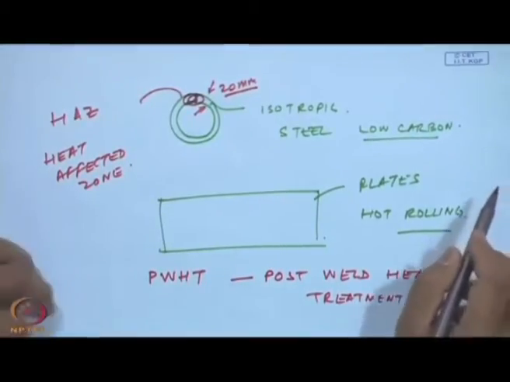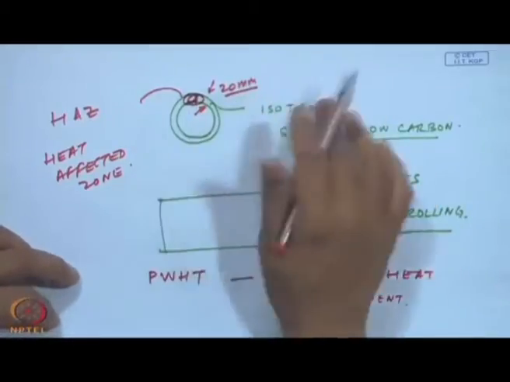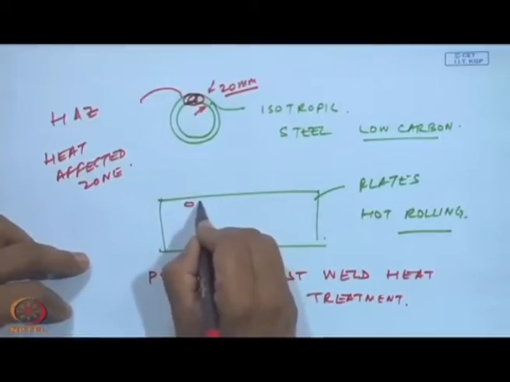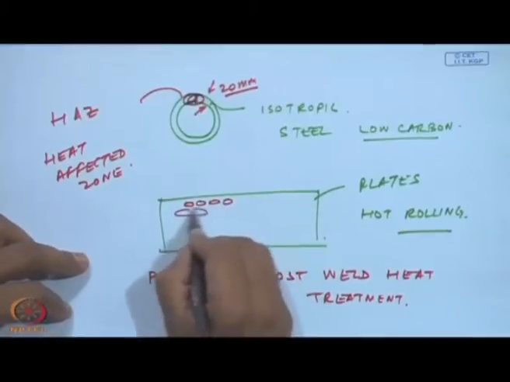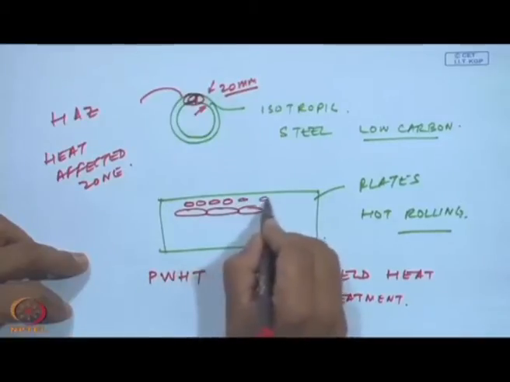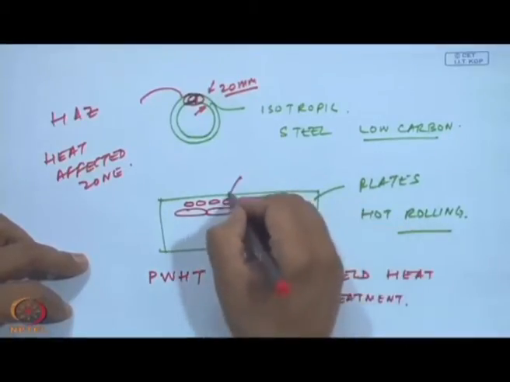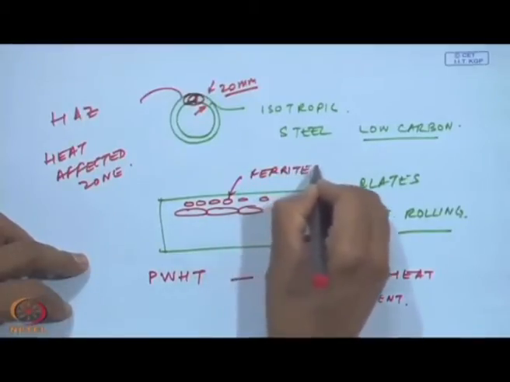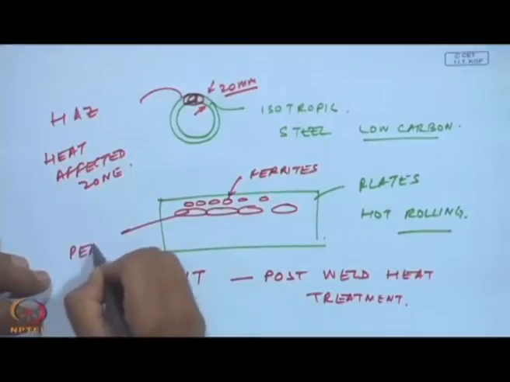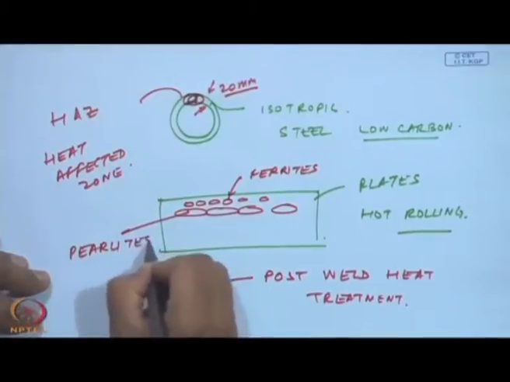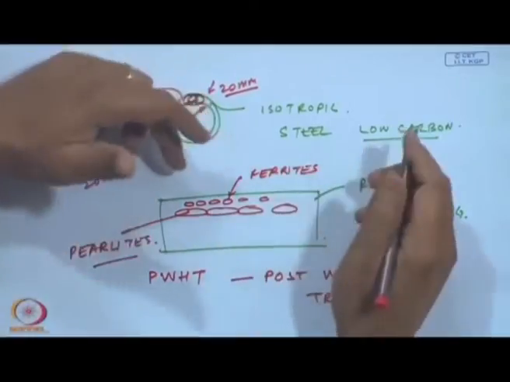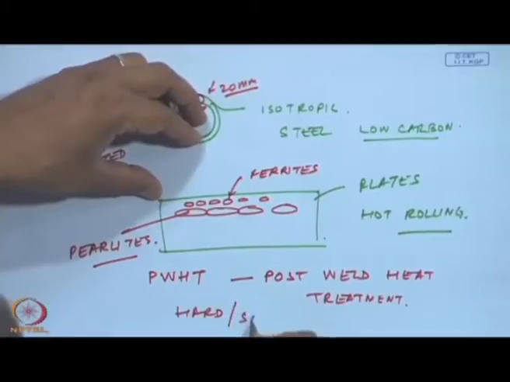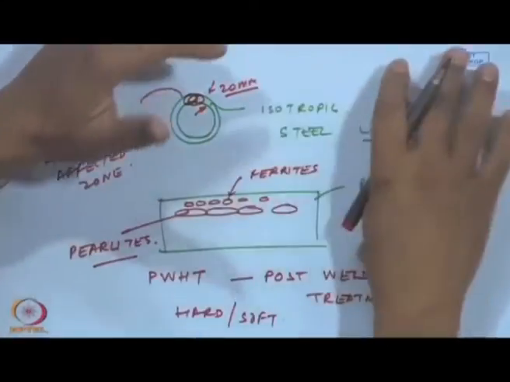Otherwise, what happens if you look at the microstructure of such plates around this, you will see that the grain sizes are not uniform, and there could be banding in it. And this could be ferrites, and this could be pearlites, and this banding gives rise to alternate hard and soft areas around the weld.